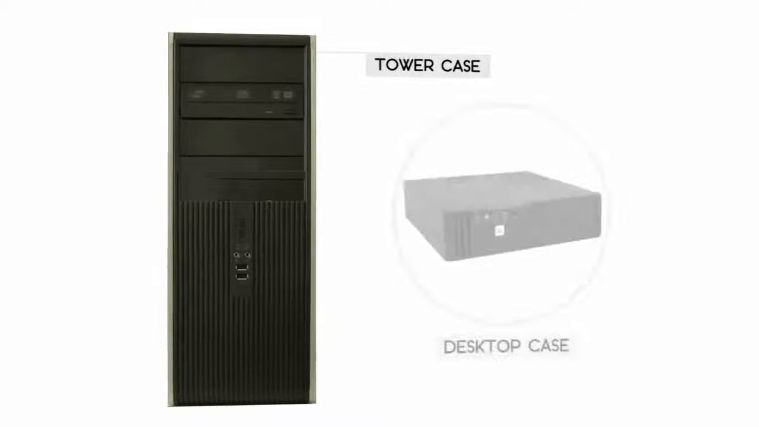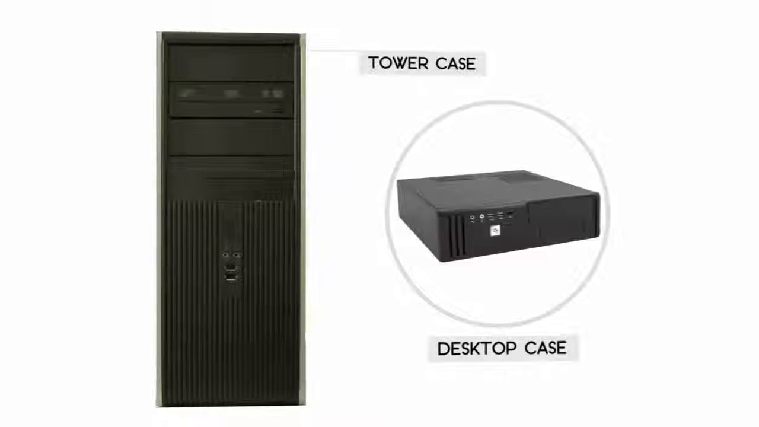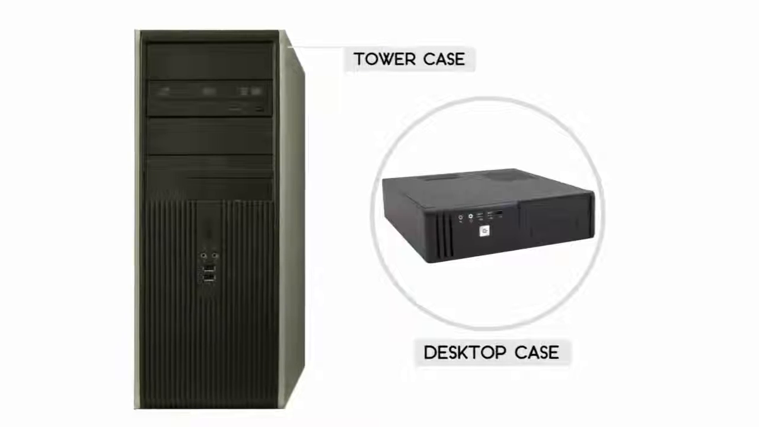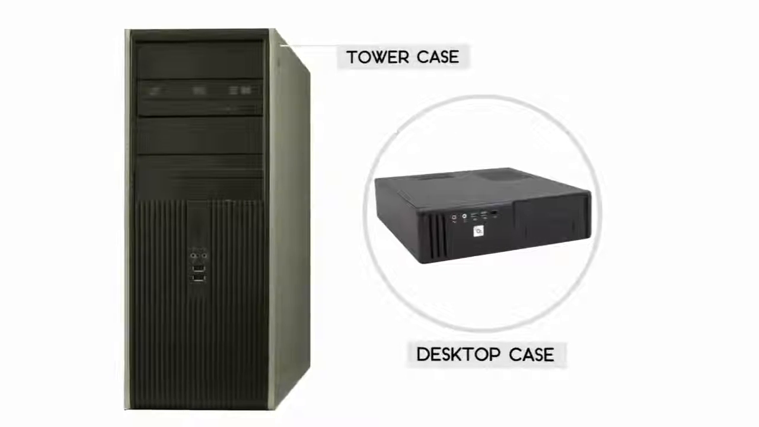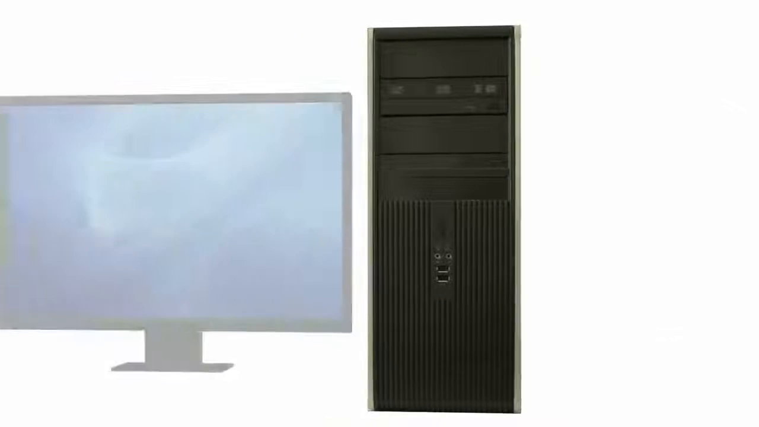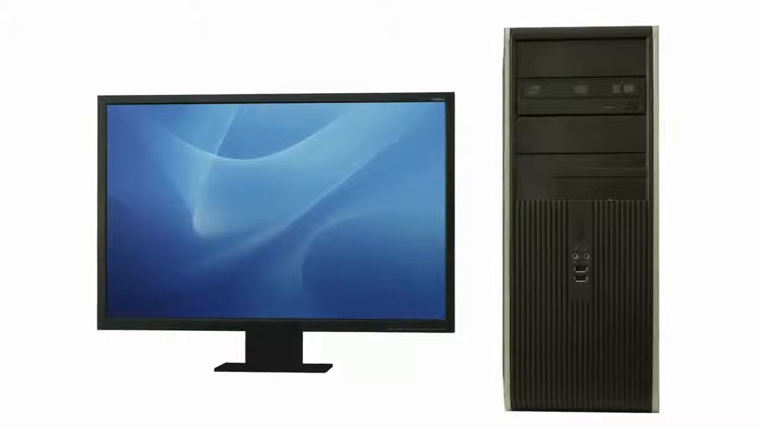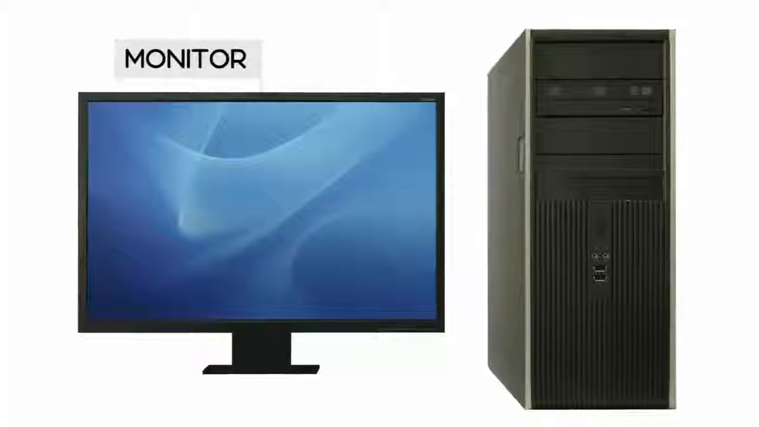A desktop case lies flat on the desk and the monitor usually sits on top of it. A tower case is tall and sits next to a monitor or on the floor. All-in-one computers come with the internal components built into the monitor, which eliminates the need for a separate case.